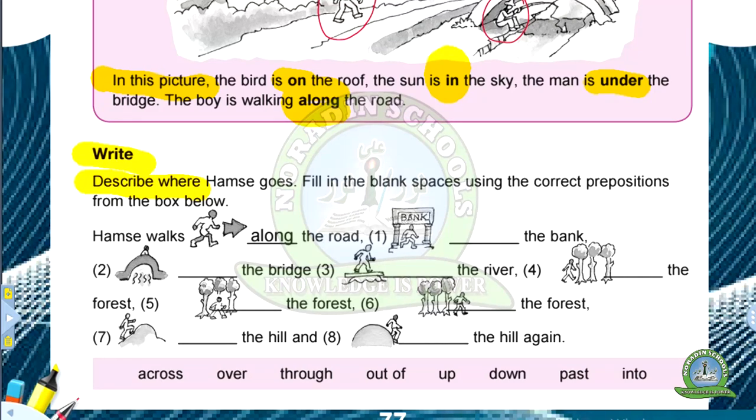Fill in the blank spaces using the correct prepositions from the box below.